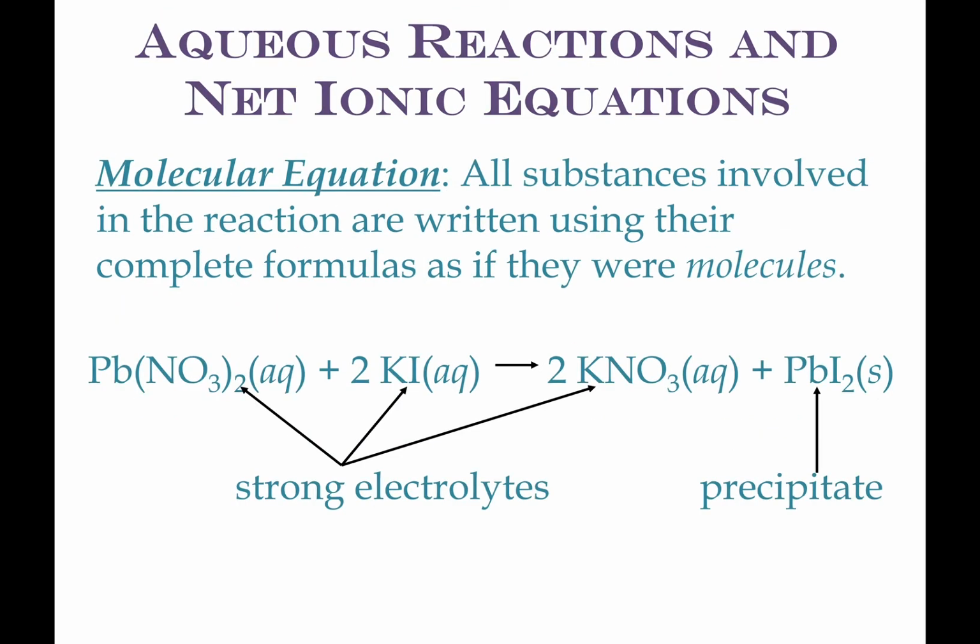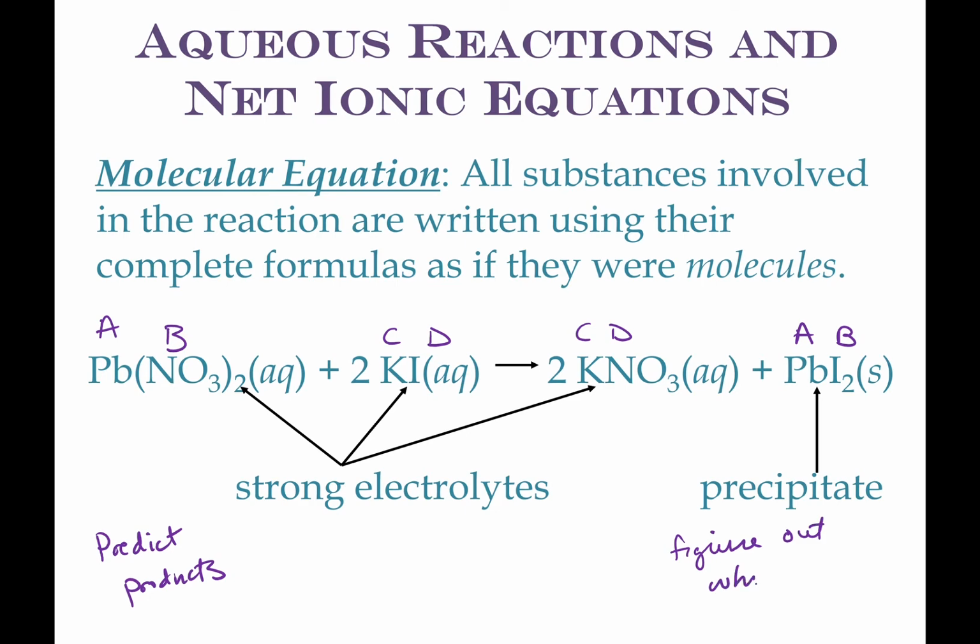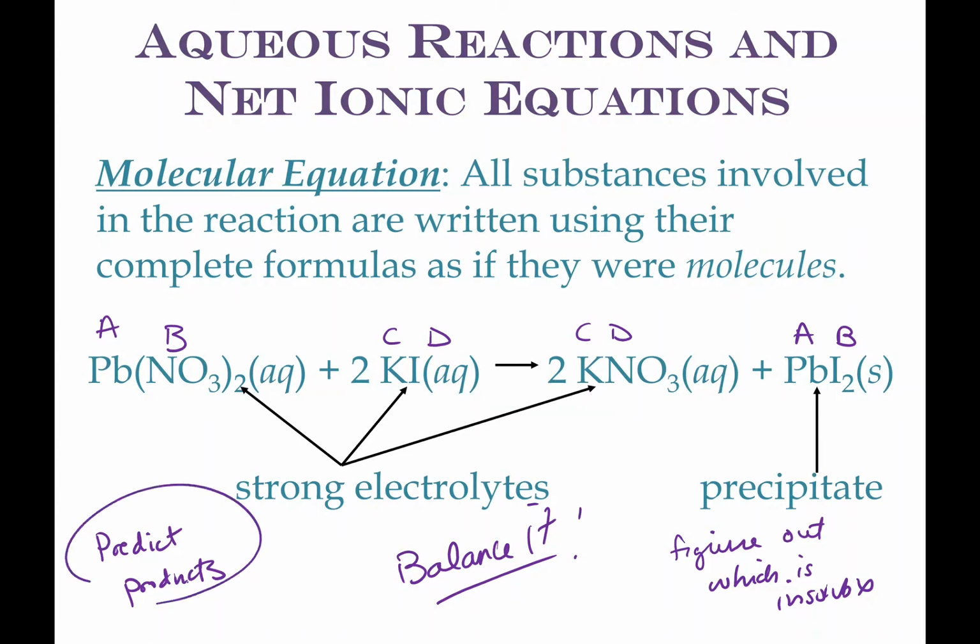So this is the molecular equation. We've been writing these all along. So we have cation A, anion B, cation C, anion D forming CD and AB. We predict the products. We figure out which is the insoluble product. And we don't forget to balance it. So you have to predict the products first, balance it, and then figure out which is insoluble and write your state symbols in for all of these. Now remember, your reactants should be aqueous, but you should always check them just in case. So these are the complete formulas.